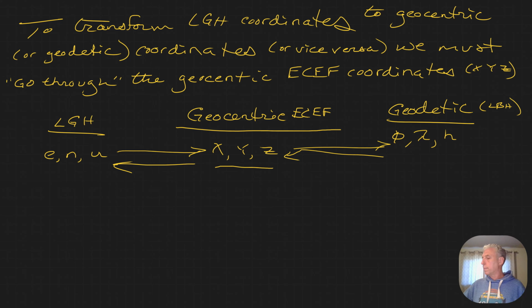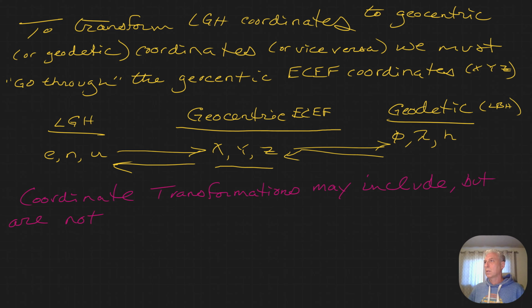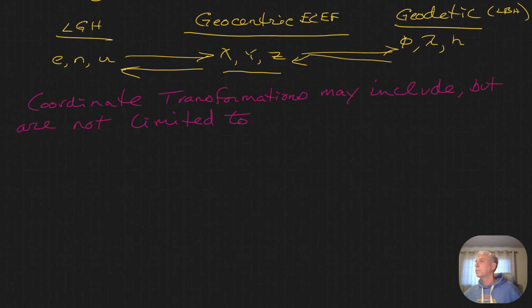Let's see. In general, mathematically speaking, coordinate transformations, in the general mathematical sense, may include but are not limited to a translation, which is just a linear movement along some vector.